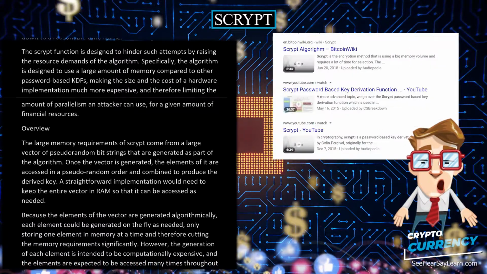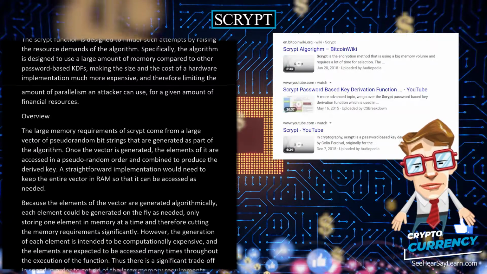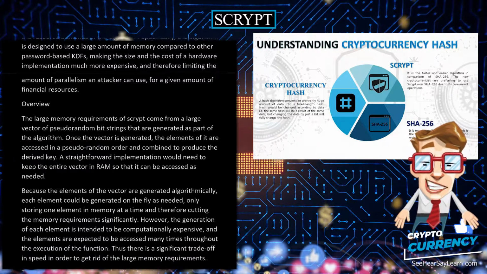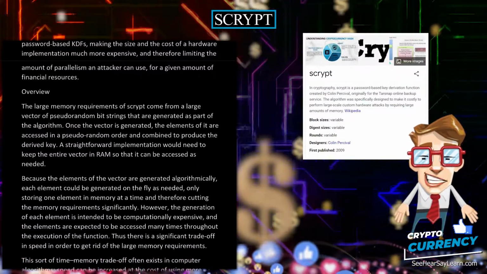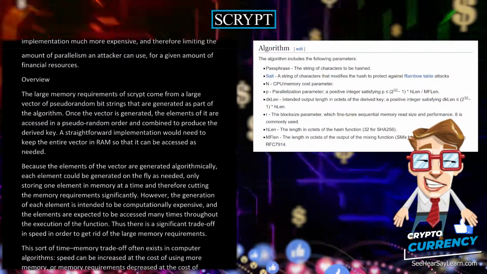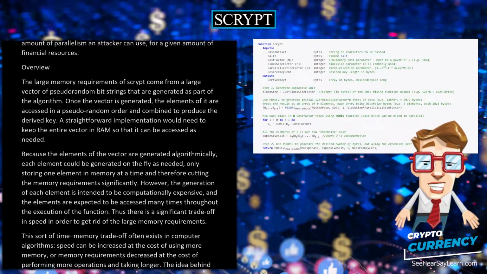Overview. The large memory requirements of scrypt come from a large vector of pseudo-random bit strings that are generated as part of the algorithm. Once the vector is generated, the elements of it are accessed in a pseudo-random order and combined to produce the derived key. A straightforward implementation would need to keep the entire vector in RAM so that it can be accessed as needed.